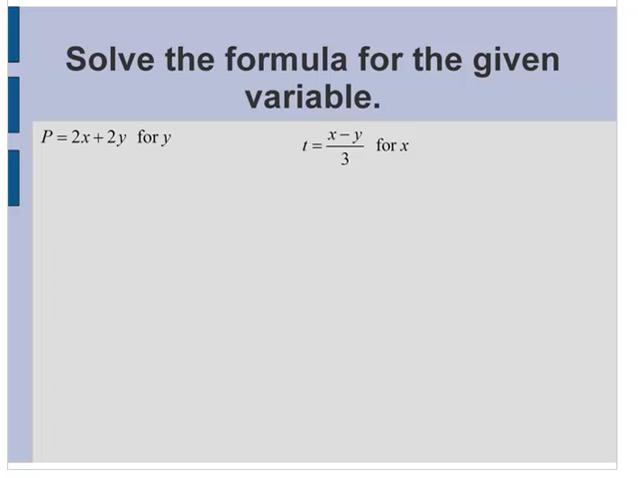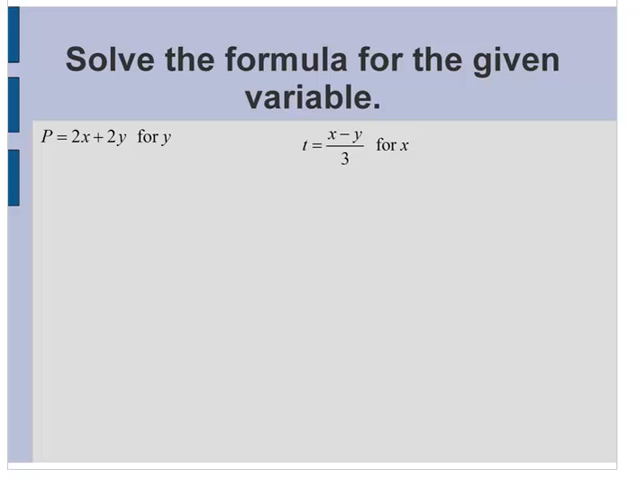Solve for y. P equals 2x plus 2y. All right, so we want to get the y by itself. What's happening to the y? It's being multiplied by 2, and it's being added to this 2x, and then we're getting P.